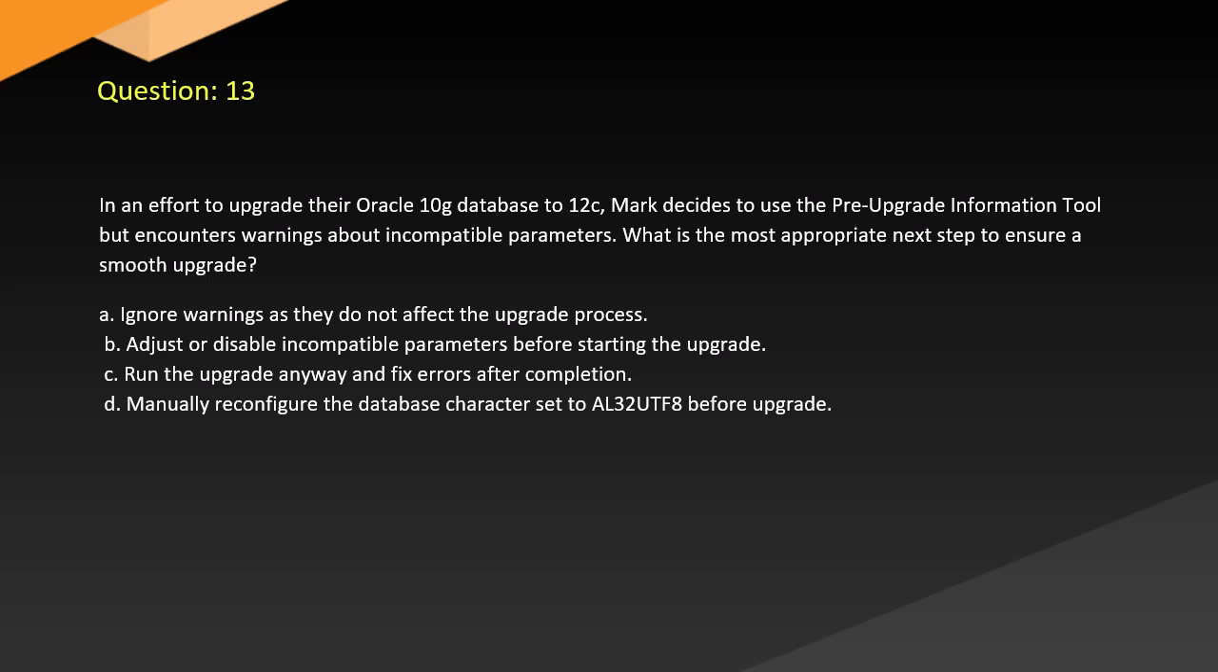A. Ignore warnings as they do not affect the upgrade process. B. Adjust or disable incompatible parameters before starting the upgrade. C. Run the upgrade anyway and fix errors after completion. D. Manually reconfigure the database character set to AL32UTF8 before upgrade.